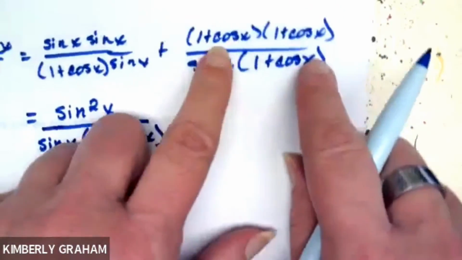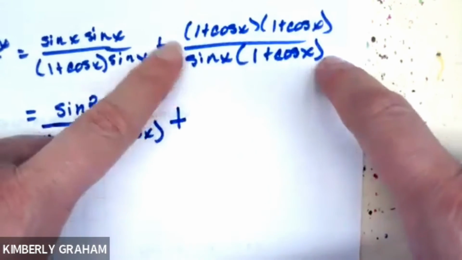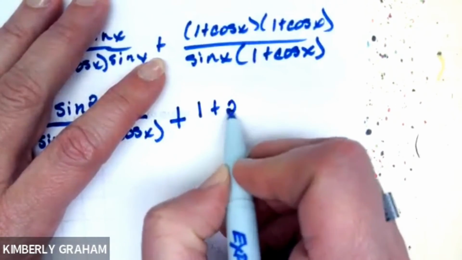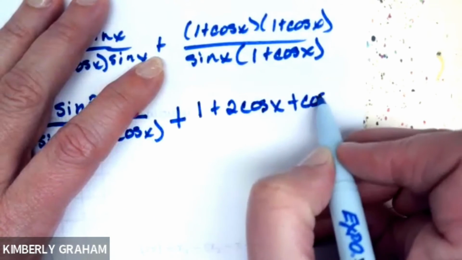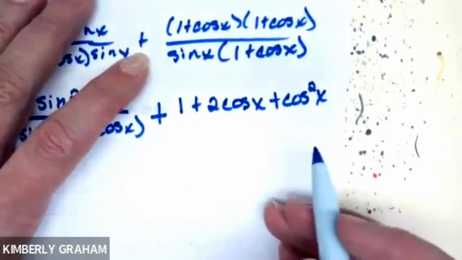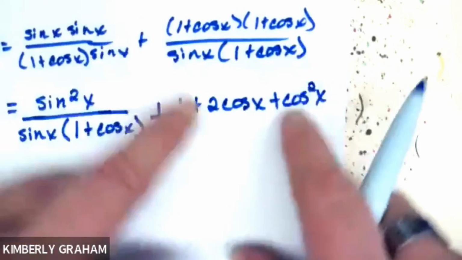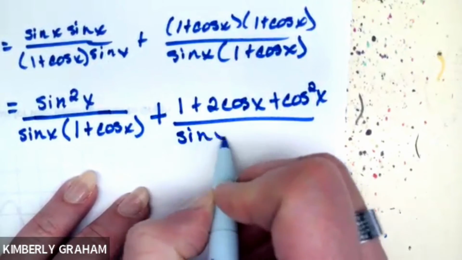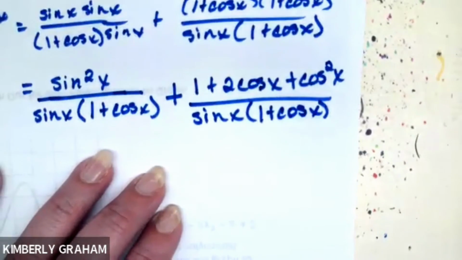Now, in this second fraction, when you multiply out the numerator, you FOIL: first, outer, inner, last. And notice I did not put in every little step on how to multiply. I just went ahead and FOILed that in my head, and that's okay. So I've got sine x times 1 plus cosine x in my denominator.